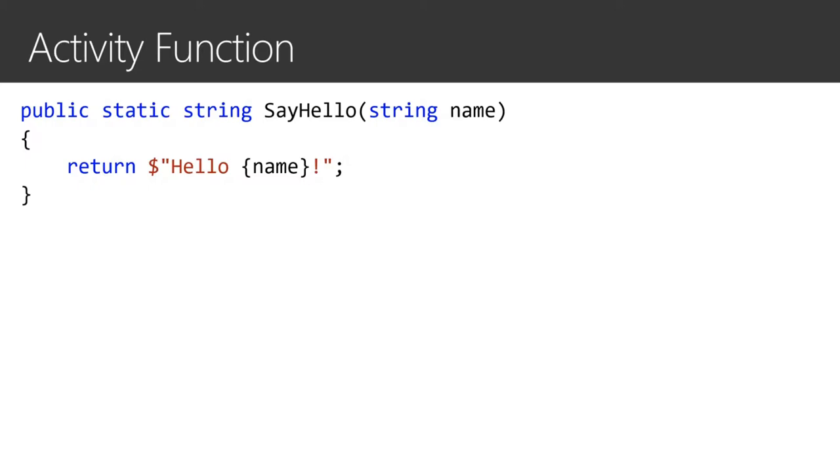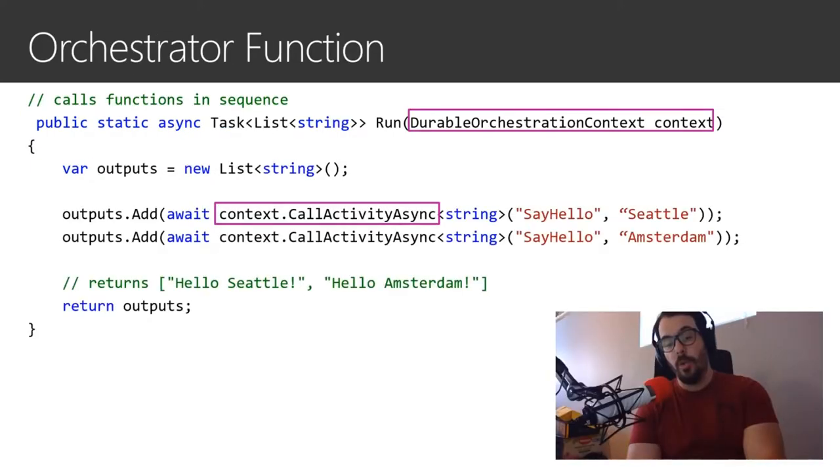Now we have our orchestrator function. And this one will require an IDurableOrchestrationContext object to run in C#, and that will create for us a context. And this context would allow us to call other functions. So one of the cardinal sins in serverless, as we talked about last time, is you don't call other functions. Like, you don't write a function that calls another function.